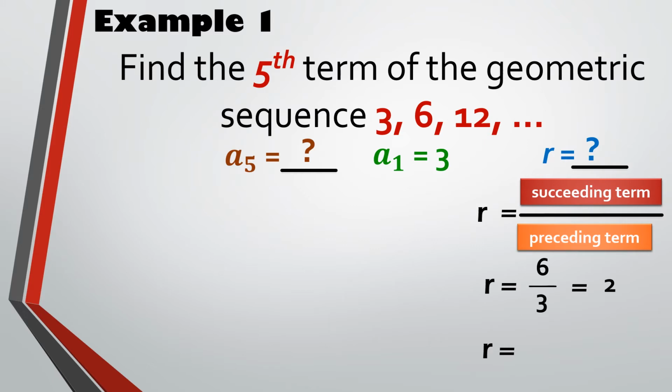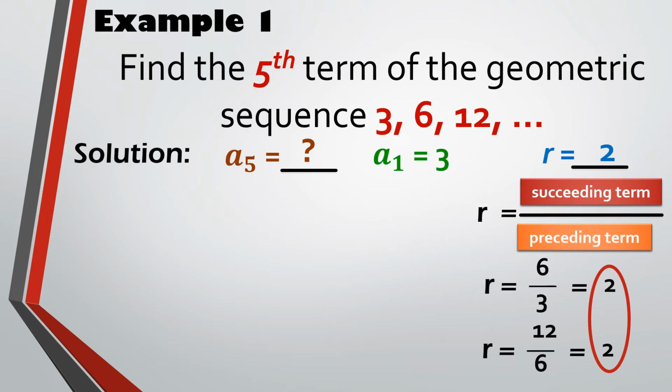How about if we are going to solve, the succeeding term is 12 and the preceding term is 6. What is the ratio? That is equal to 2. In other words, since we have the same ratio, this is our value for the common ratio, which is 2. Now, let us solve for the unknown term, which is the a sub 5.